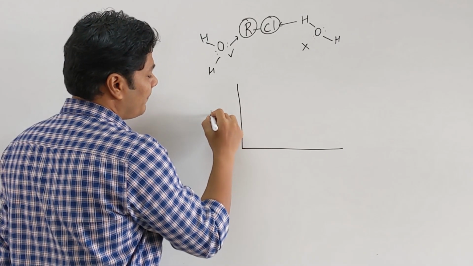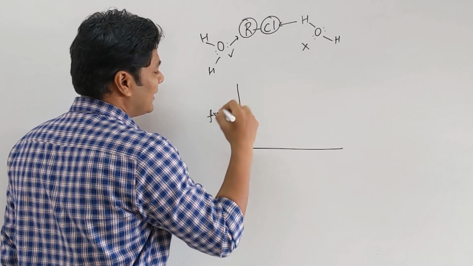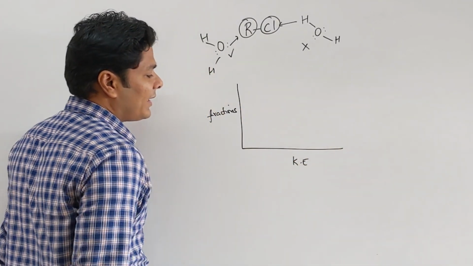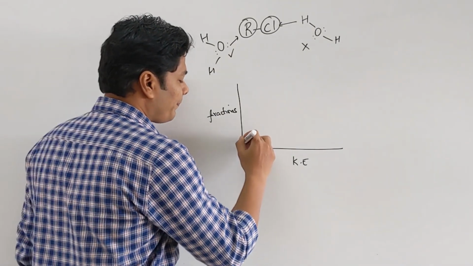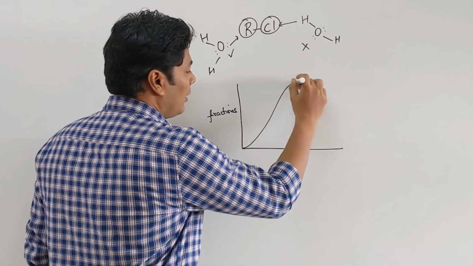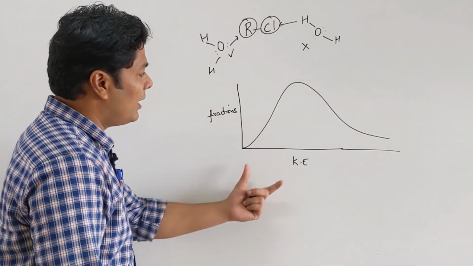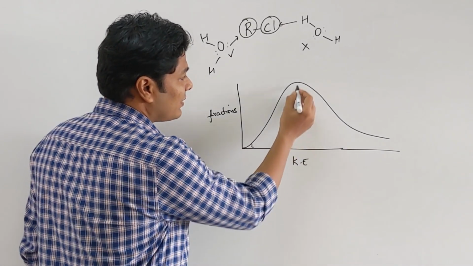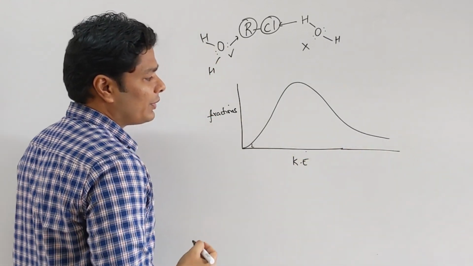This can be our fraction of molecules that have a certain amount of energy. This is the kinetic energy of the given molecules, reactants. So, how is it distributed? Somewhere like here. This is how it is distributed, meaning the fraction of molecules with this kinetic energy is only so much, whereas the fraction of molecules with this kinetic energy is so much, this is so much, this is so much, and so on and so forth.